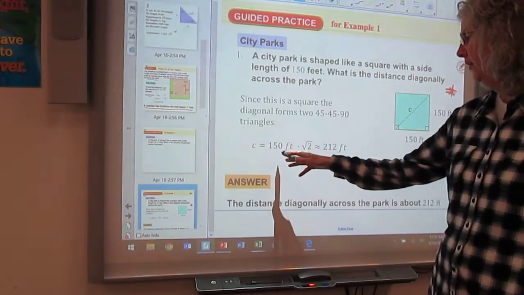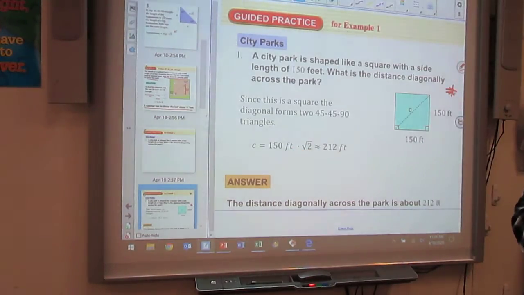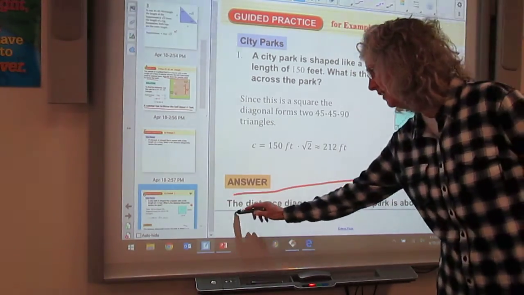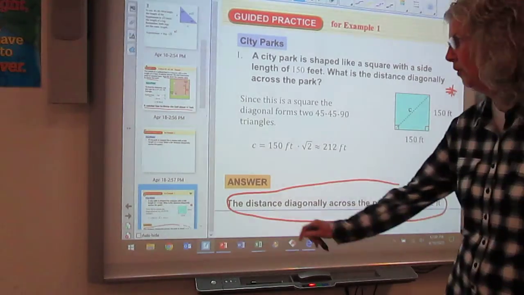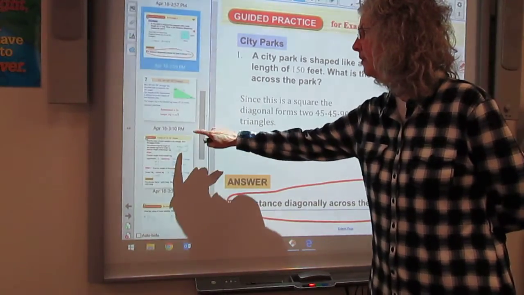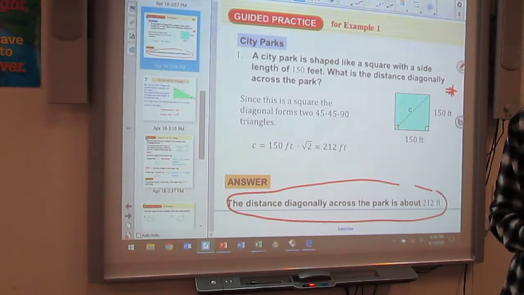C is going to be 150 feet, which is the leg, times the square root of 2. Plug that into my calculator. I get approximately 212 feet. Please answer the question that's asked. The distance across the park is about 212 feet. So that is the 45, 45, 90 right triangle.